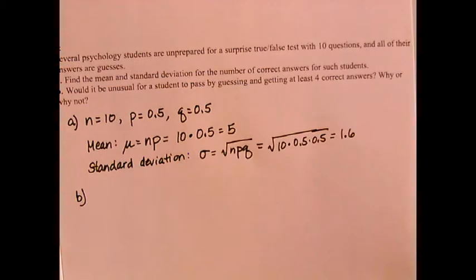Part B is this. Would it be unusual for a student to pass by guessing and getting at least 4 correct answers? Why or why not?